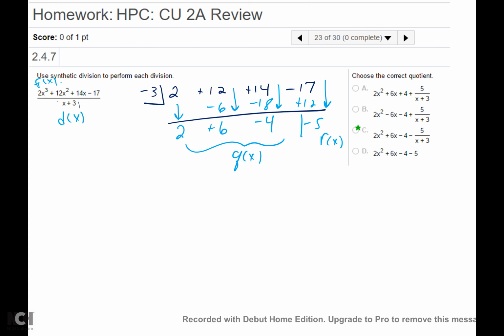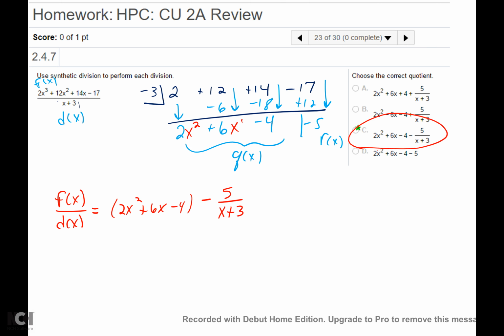Okay? And remember, you were at a third degree polynomial. You depressed it down to a second degree polynomial. So, to write my answer in fraction form, you say f of x over d of x equals q of x, 2x squared plus 6x minus 4, plus, but in my case it's going to be minus because it's negative, my remainder over my divisor. Okay? That's fraction form.